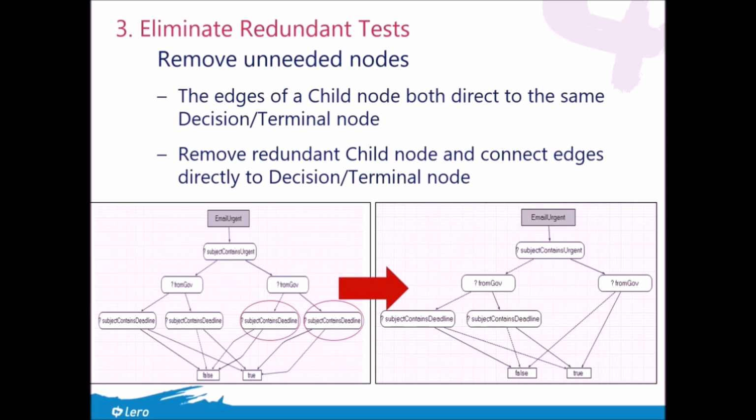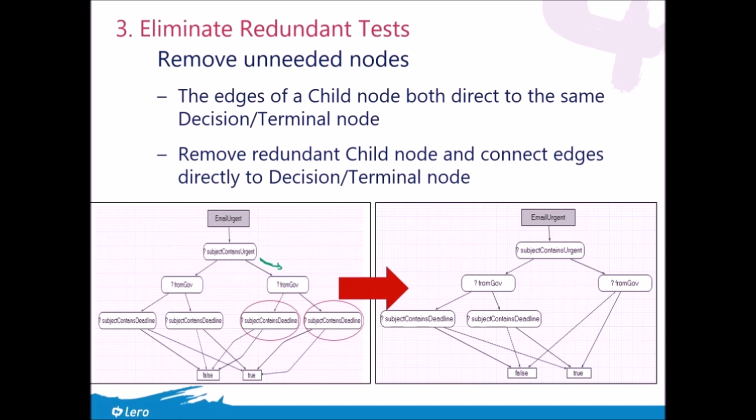So if you see in our example below, email urgent goes down to subject contains urgent. Now in the false, it's a subject contains urgent is false. You go down to from government, subject contains deadline, and then if it's false, it goes to true. If it's true, it goes to false. And in this subject contains deadline, false goes to true, true goes to true in this case. But let's go down the true value side here.